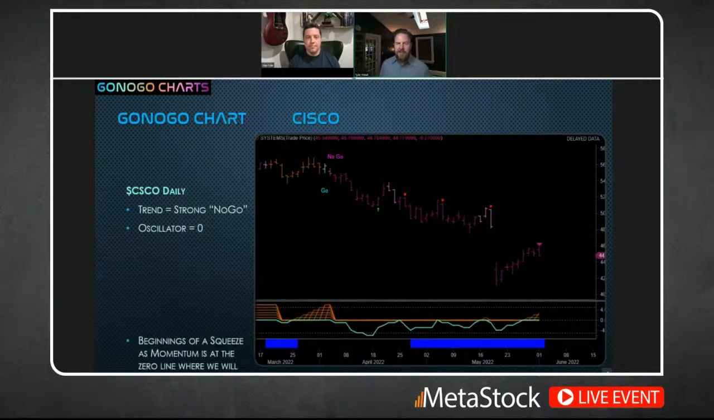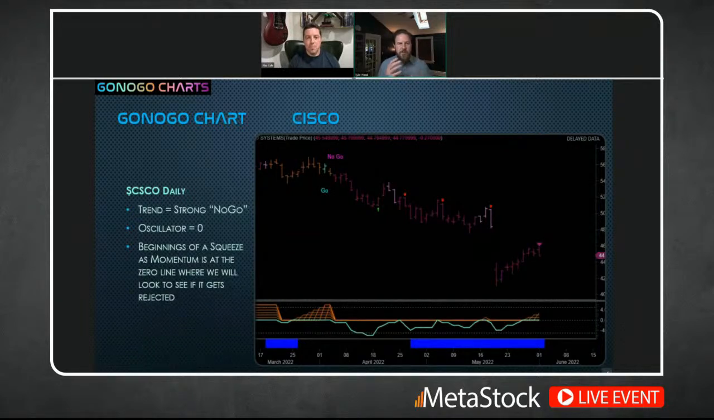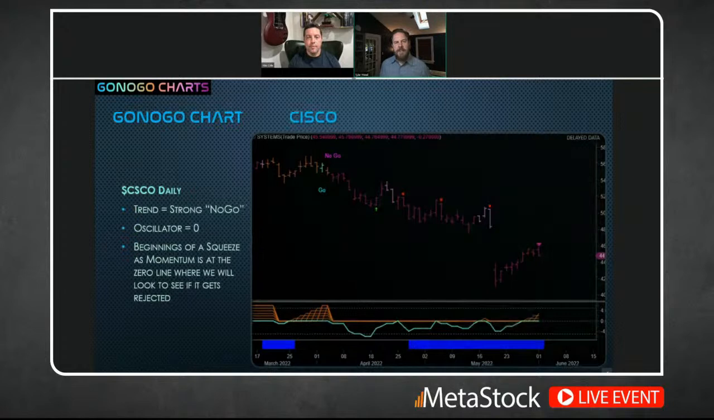And what does that mean, right? The beginnings of a squeeze as momentum is at the zero line, and that's where we're going to look to see if it gets rejected again. We'll see another continuation icon like these red circles here, or perhaps we break to the upside. This strong volume riding the zero line, potentially that's the beginning of a bottoming process, but we don't predict the future. We react according to what the chart says. So we wait for confirmation and a trend signal for Cisco to get back in.